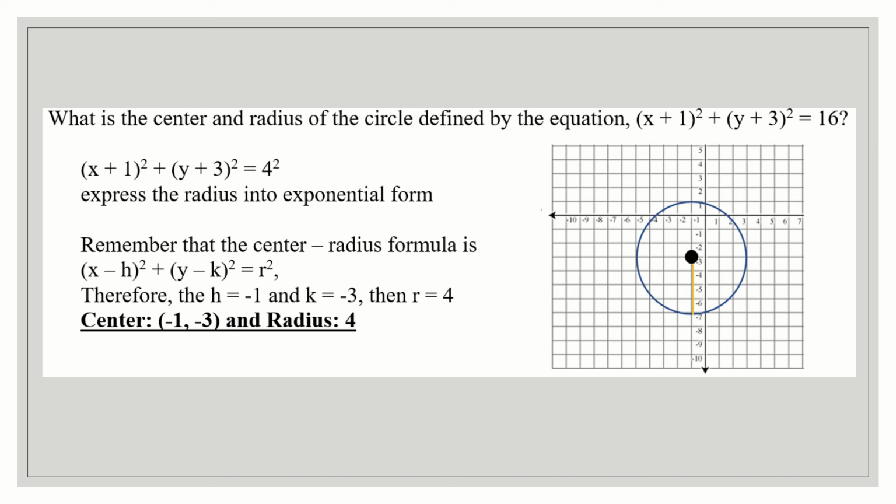So the center is equivalent to negative 1 comma negative 3. And the radius is equal to 4. So the next thing we have to do is to plot the point or the center of the circle in negative 1 comma negative 3. Then draw a line wherein the distance should be equal to 4 units. So the result is here on the right side.